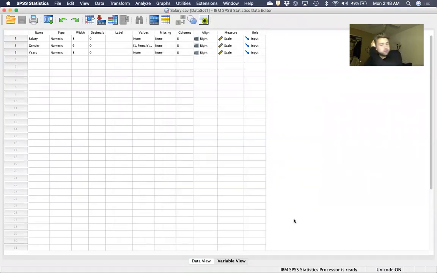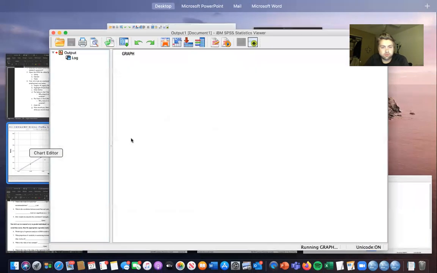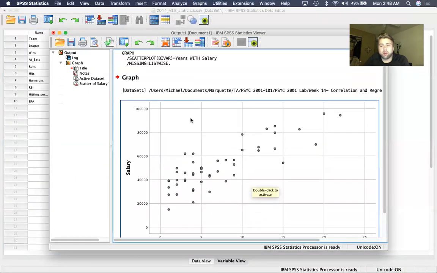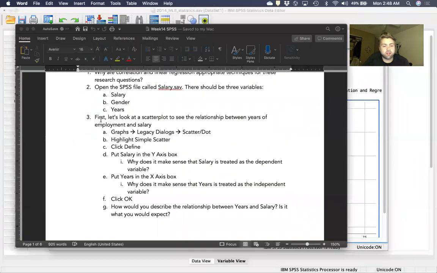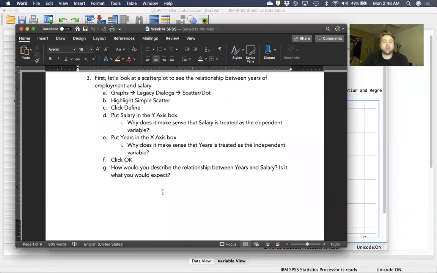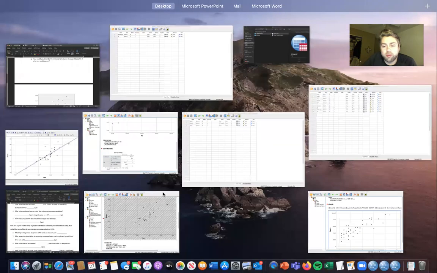Let's see if we have a relationship. Definitely looks like we have a bit of a positive relation, which makes sense. The more years you work, the higher your salary is. So I'm going to go back into the activity. We treated salary as our dependent variable because that's the thing we're trying to answer the questions about. It looks like more years in the company means a higher salary.